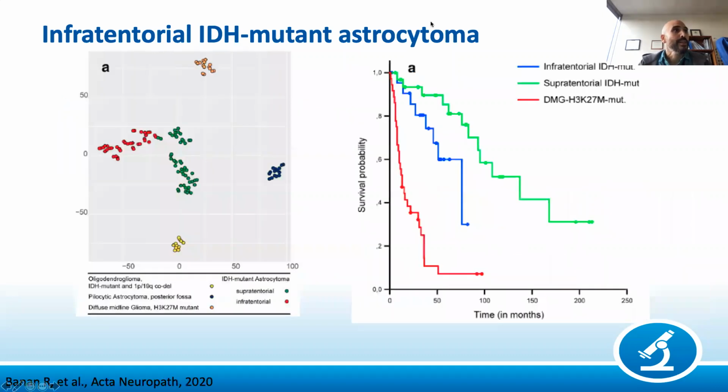All right, so this is a t-SNE plot from a global methylation profile. I'll talk a lot more about global methylation profiling later, but the important thing here is that IDH mutant infratentorial astrocytoma does segregate as a somewhat distinct entity from the remainder of IDH mutant astrocytomas. And it also exhibits somewhat worse survival than supratentorial counterparts, still performing better than IDH-wildtype GBM, and in this particular case, diffuse midline glioma with K27M mutation.